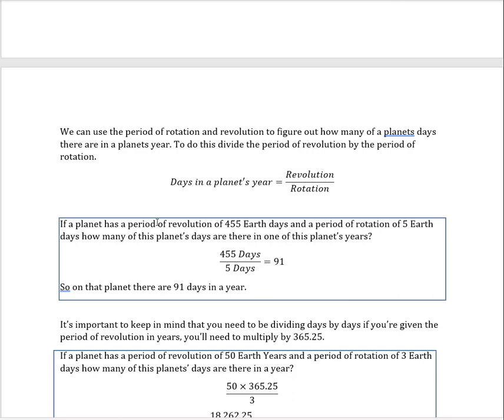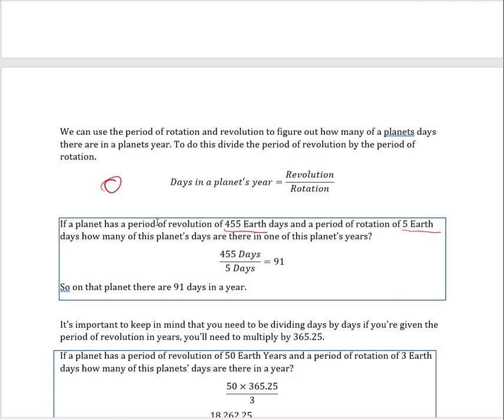If we look down here, I've got an example. If the period of revolution of a planet is 455 Earth days, and its period of rotation is 5 Earth days, then it takes this planet 455 Earth days to go around the sun, and 5 Earth days to spin.